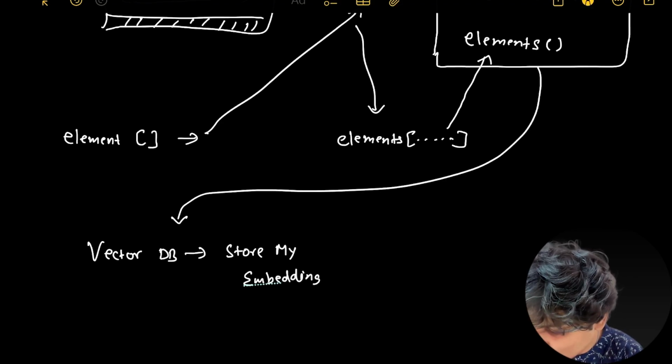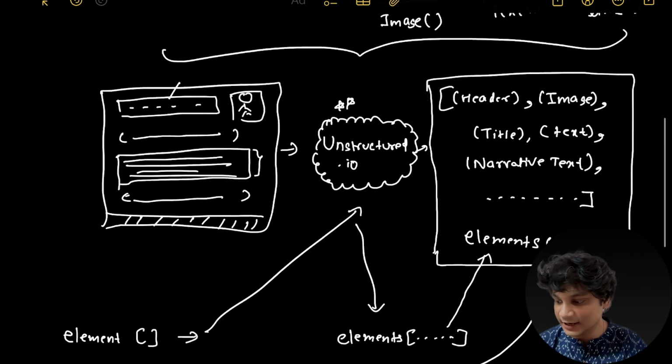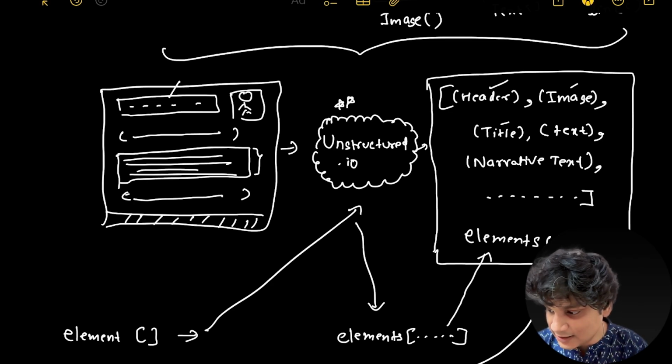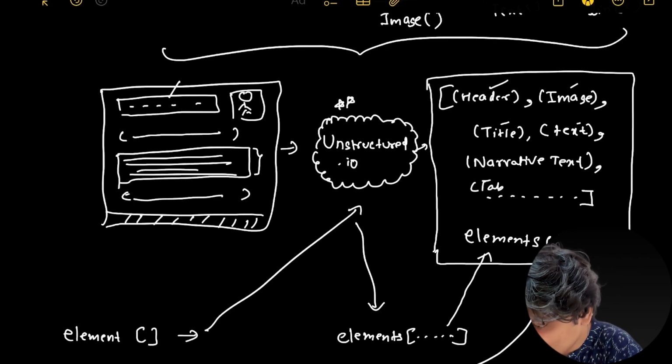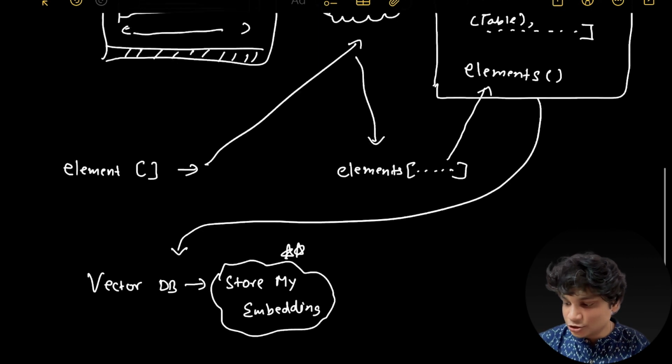Now, in order to store the embeddings, I want to ask you one question: are you going to store the embedding just for text, or do you also store the embedding for the other elements as well? It has to be the embedding of everything, right? The header, image, title, text, table is also there. You need to convert all these kinds of elements into embeddings. So what should be the better way?